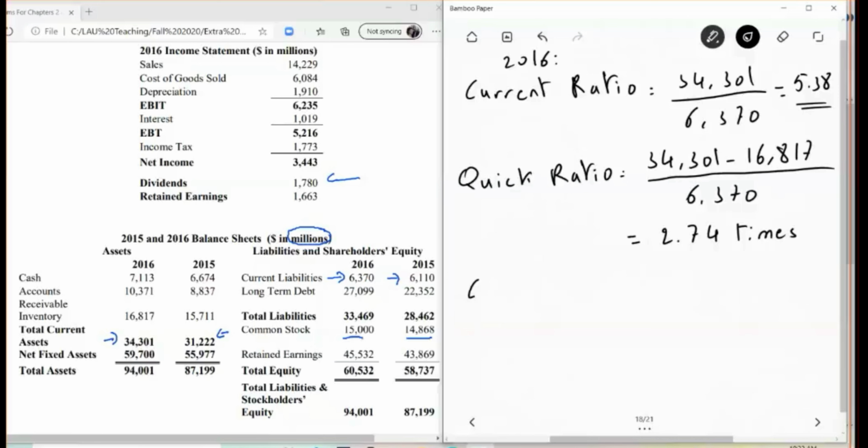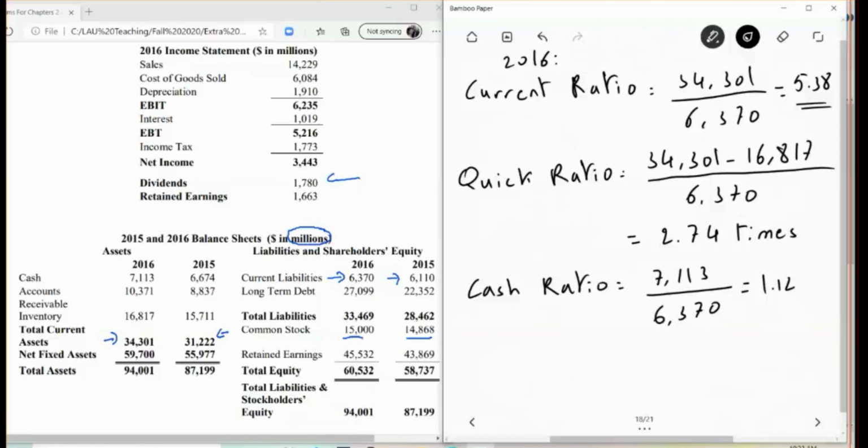Finally, the cash ratio is equal to cash divided by current liabilities, 7,113 divided by 6,370, and the answer here is 1.12 times. So every $1 in short-term obligations, every $1 that we need to pay over the upcoming 12 months, is already covered by $1.12 in cash.